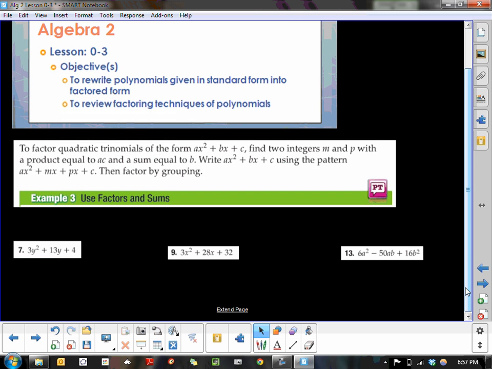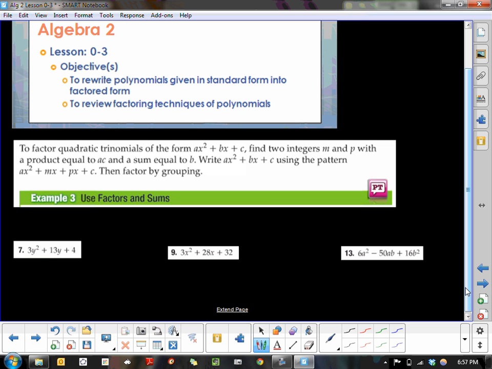So then they go into this explanation of finding m and p with a product equal to ac and a sum equal to b. Well, I'm going to work with you and explain that in the video here, and how we're going to do that, and then we're going to factor by grouping, which may be a different skill that I'm not sure how much you practiced last year or even in Algebra 1, but this is something that we can learn and take care of this year.